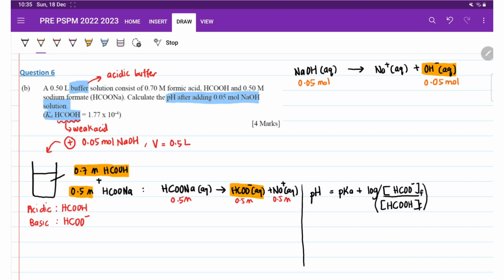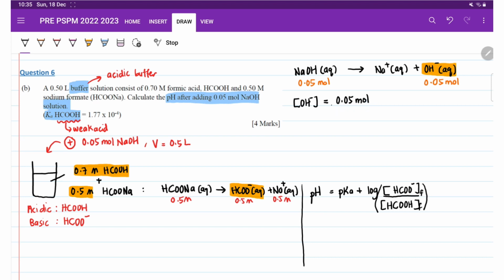Okay, dekat sini kita akan construct kita punya table. Okay, our initial, change and final table. Awak boleh construct sama ada dalam bentuk number of mole ataupun dalam bentuk concentration. So, for my video, I will use concentration. Jadi, saya akan cari dulu what is the concentration of OH minus. So, concentration of OH minus adalah 0.05 mole.